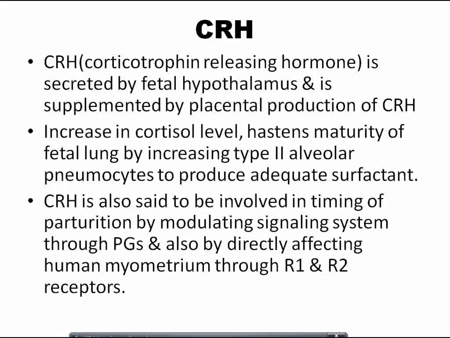And very interestingly, this optimal level of CRH, which produces adequate cortisol for adequate surfactant production, is a very important hormone for initiation of labor or timing of parturition by signaling through the prostaglandins. It can also act directly through the R1 and R2 receptors on the human myometrium to initiate parturition, and more so, it induces the oxytocin sensitivity and oxytocin induced labor contractions by modulating the prostaglandin hormone. So we can say that CRH is one of the hormones which initiates the labor activity or induces the labor in human beings.